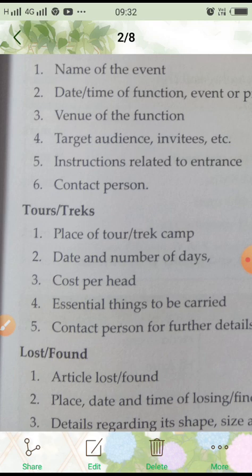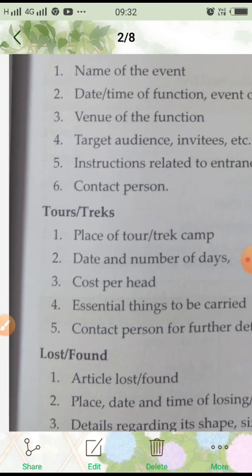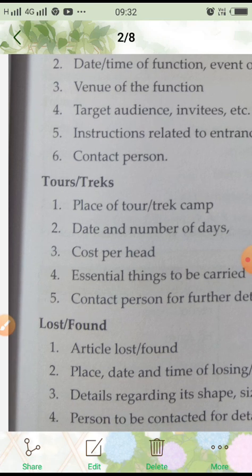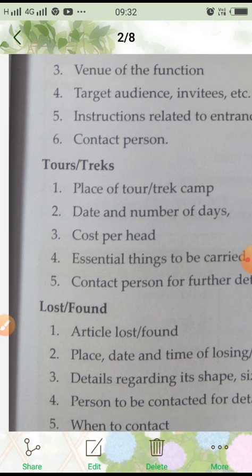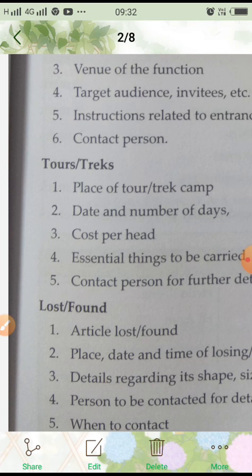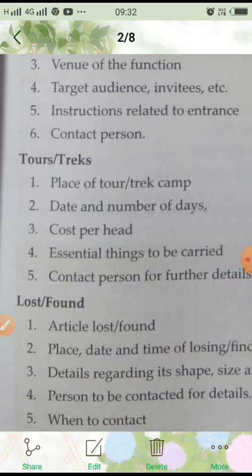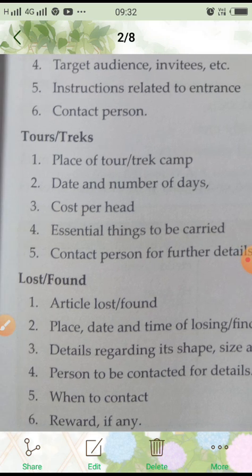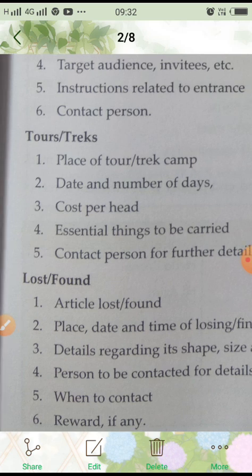Then the second is tours and treks. This is another type of notice writing, in which you have to display or write about any kind of tour, meaning excursion, picnic, a day or 2 days out somewhere, or treks. So what all things should you include? 5 points will come under it. First is the place of tour or trek camp, that is, where you have planned to have your tour. And then the second point is date and number of days, that is, on which date you will have your tour or trek, and for how many days you have planned to have your outing.